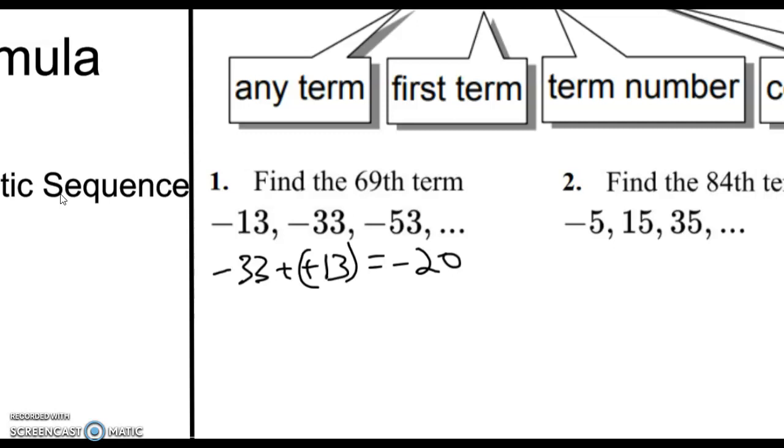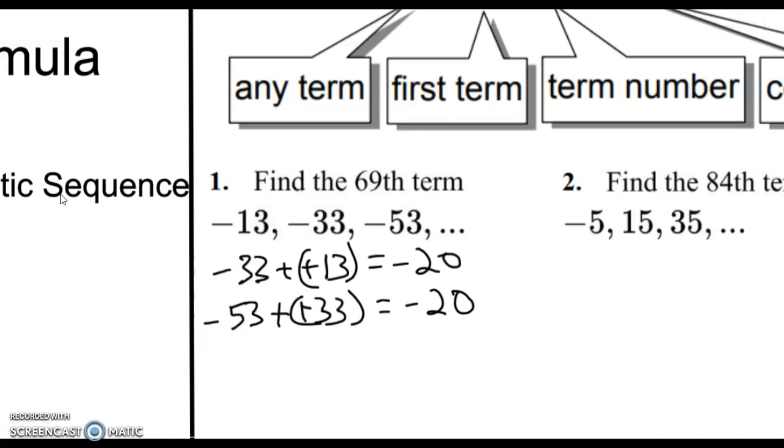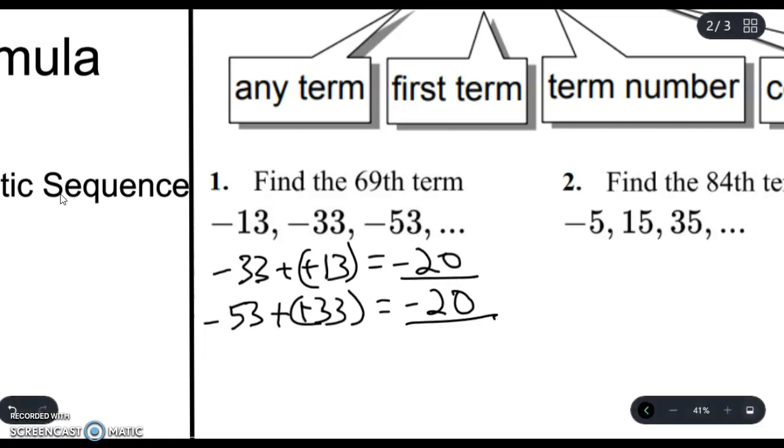Now I'm going to do the third term minus the second: negative 53 minus negative 33. Stay, change, change, and we make this negative 20. We notice that we got the same number, so that's the common difference. The common difference is equal to negative 20. Write that a little smaller.